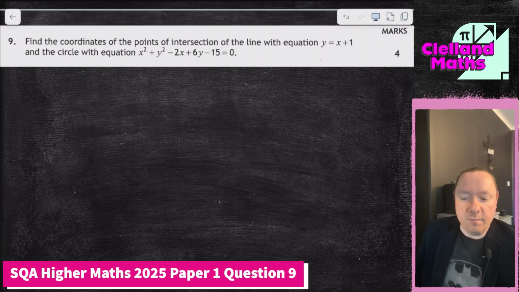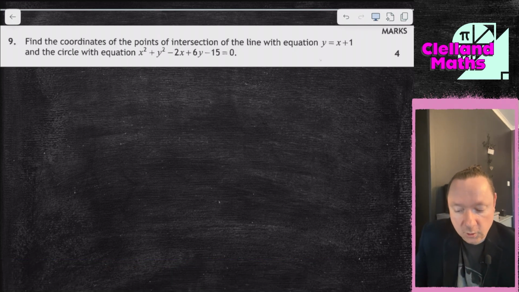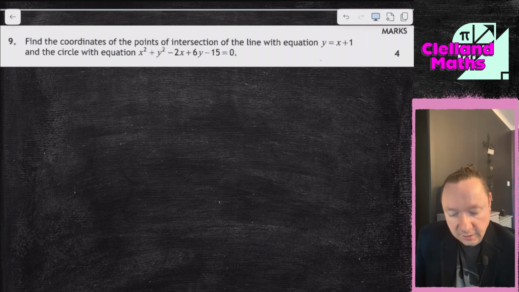SQA Higher Maths 2025, paper 1, question 9. Find the coordinates of the point of intersection of the line with the equation y = x + 1 and the circle x squared plus y squared minus 2x plus 6y minus 15 equals 0. So we sub in x plus 1.